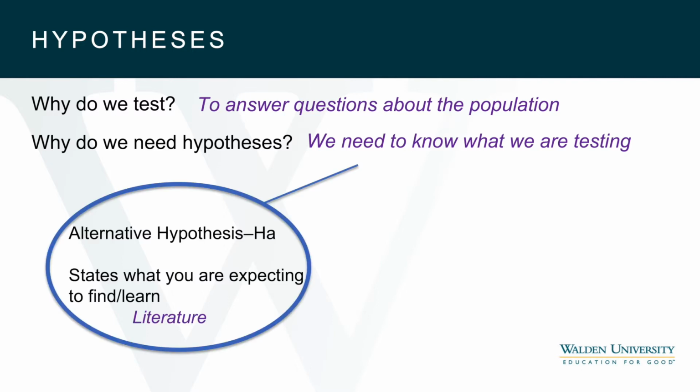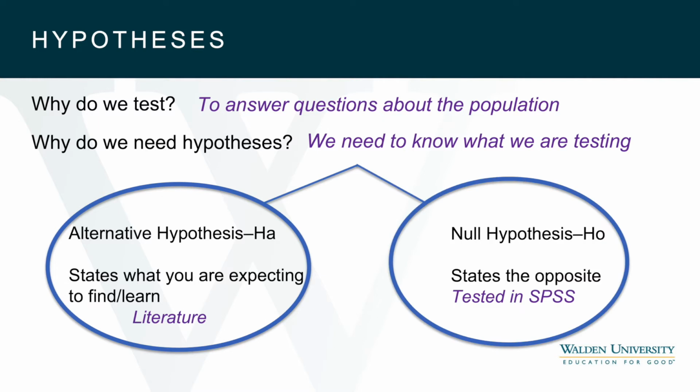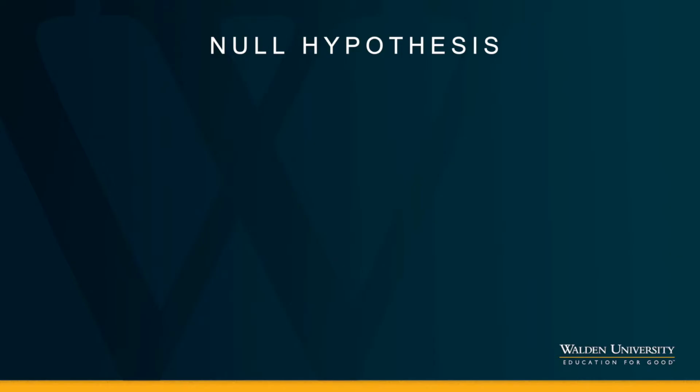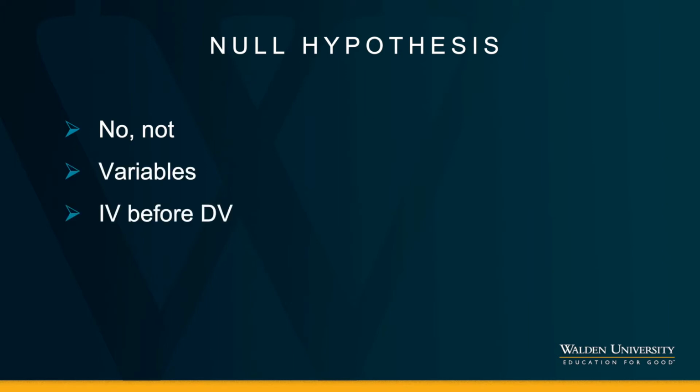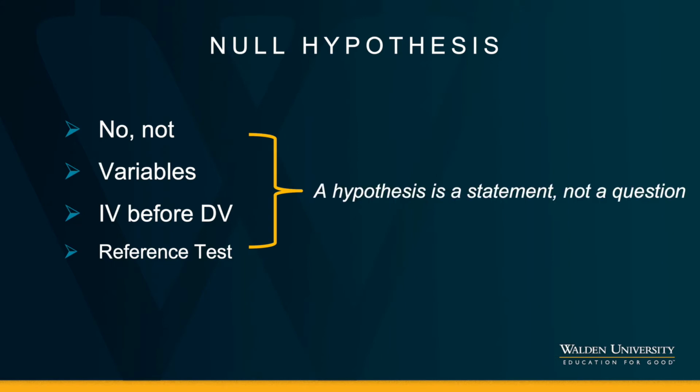Usually, one would articulate the alternative hypothesis first, that is stating what we're expecting, and we pair that with its opposite. The null hypothesis is what we are testing in SPSS, and they act like a team. Please state both of them when you translate your research question into two hypotheses. Now, of course, a null hypothesis usually has the word no or not in it. It shows the variables, IV before DV, and it gives a reference to the test. And when you state your hypothesis, make sure it's a statement and not a question, as opposed to what a research question would look like.